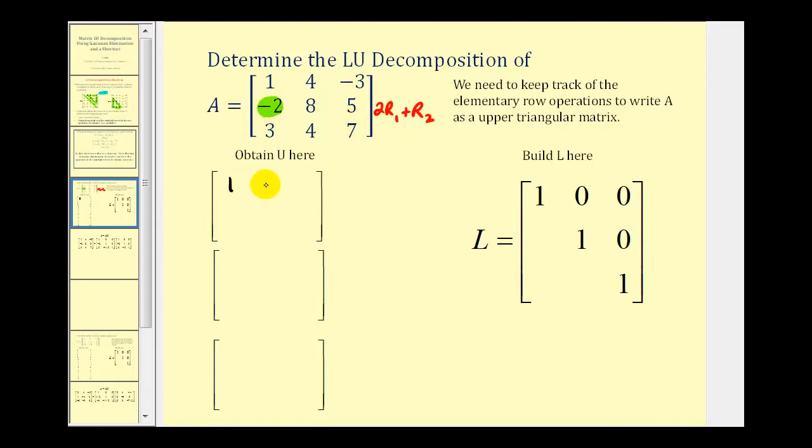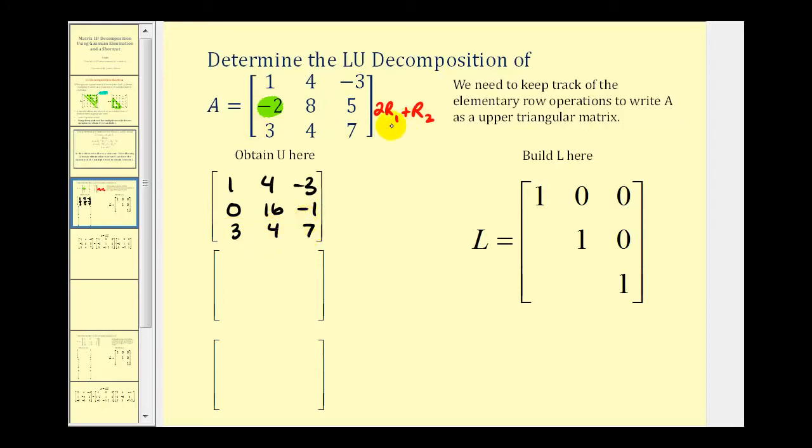First row stays the same. Second row would be 2 times 1 plus negative 2, that's 0. 2 times 4 plus 8, that's 16. And 2 times negative 3 plus 5 is negative 1. Third row stays the same.